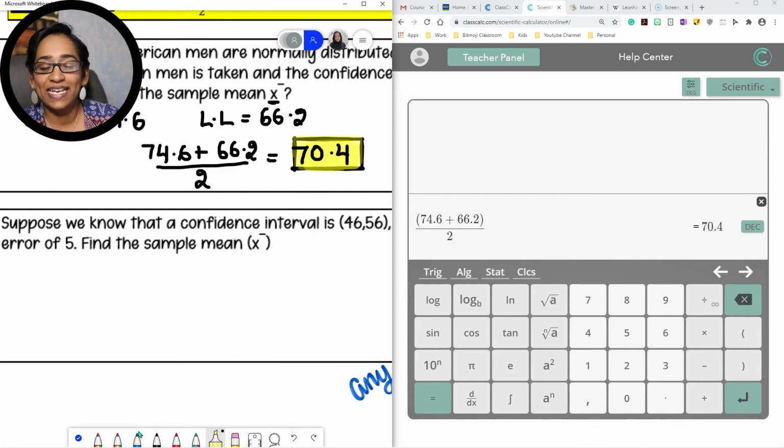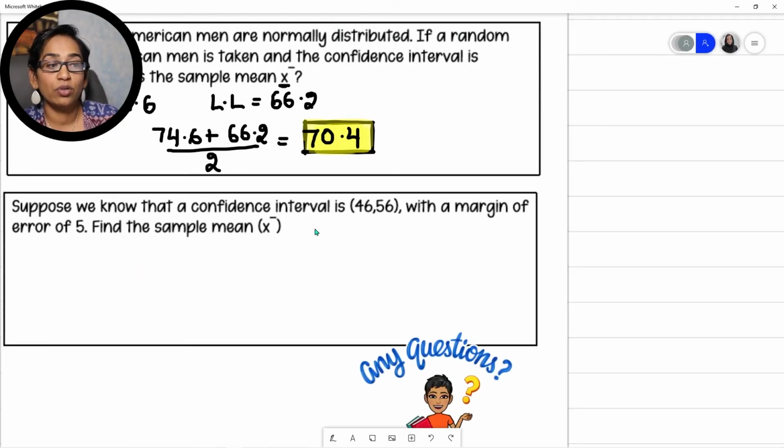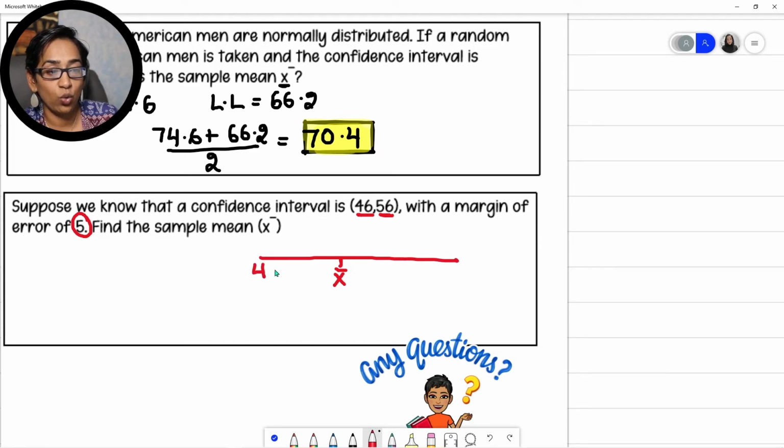All right, now let's go ahead and take a look at the next one. Suppose that we know the confidence interval is, again, they gave us a confidence interval with a lower limit and an upper limit, with a margin of error of 5. Find the sample mean. Now there are two ways to do it. So this is what they're telling me. My sample mean is somewhere in between, right? And this is my lower limit. This is my upper limit.